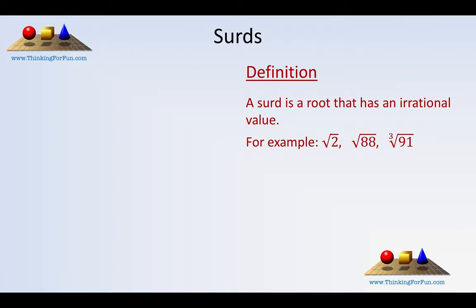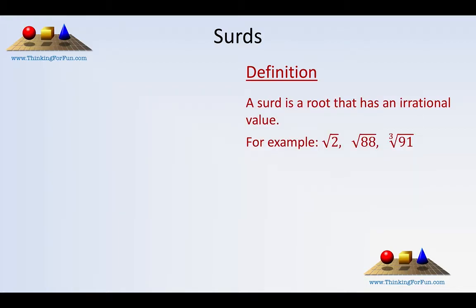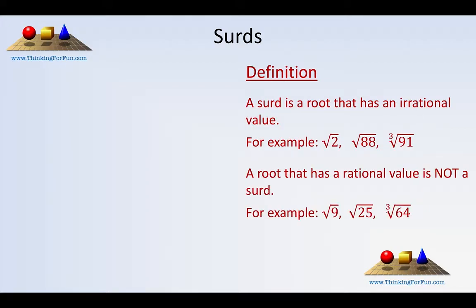A surd is a root that has an irrational value. These can be square roots, cube roots, or roots of higher order. For example, square root of 2 is a surd, as its decimal equivalent cannot be expressed as a fraction. Other examples of surds include square root of 88 and cube root of 91 as shown on screen. Some roots can be expressed as fractions and are therefore not surds.